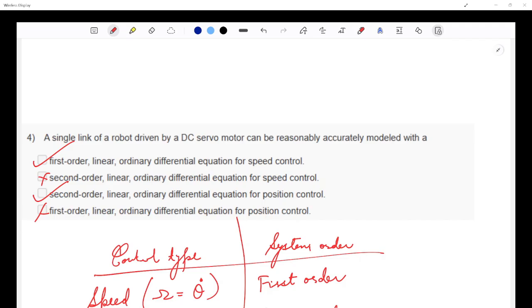So if you want to control the speed, you have to go for first order. If you want to control the position, you have to go for second order. Okay. So in general, the industries prefer speed control loops internally because it is easier to stabilize because it is first order. And then the outer loop handles the position. The inner loop corrects the velocity. Okay.